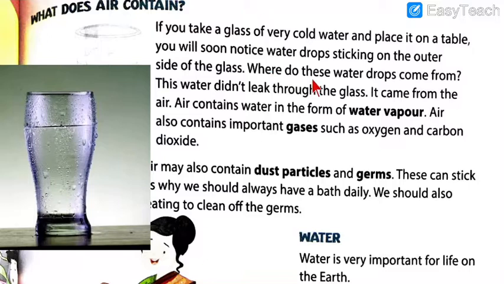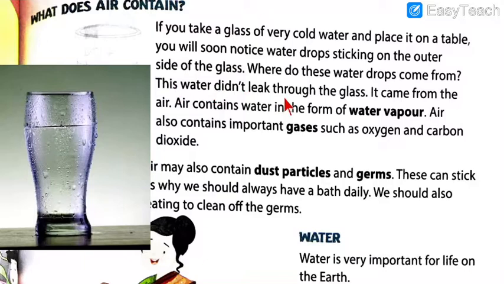So, where do these water drops come from? Have you ever tried to think where they come from? Is it magic? No, it is a scientific process. Yes, in ancient times when people did not know what scientific process was happening, they used to call it magic. Let us see what scientific process takes place here.